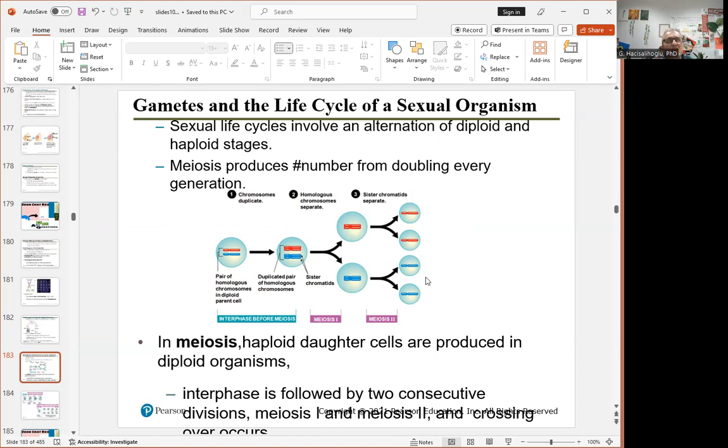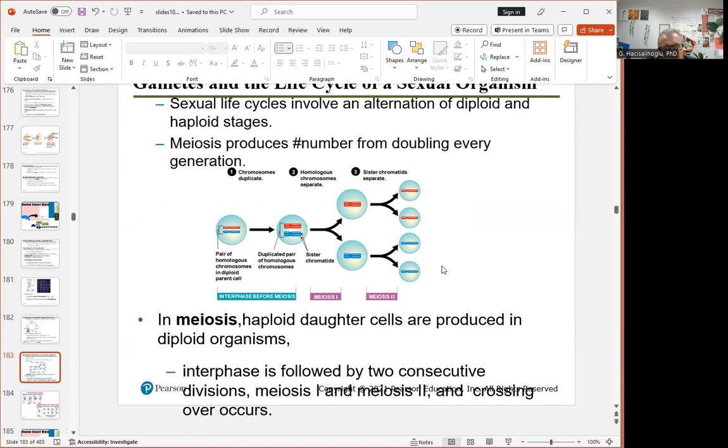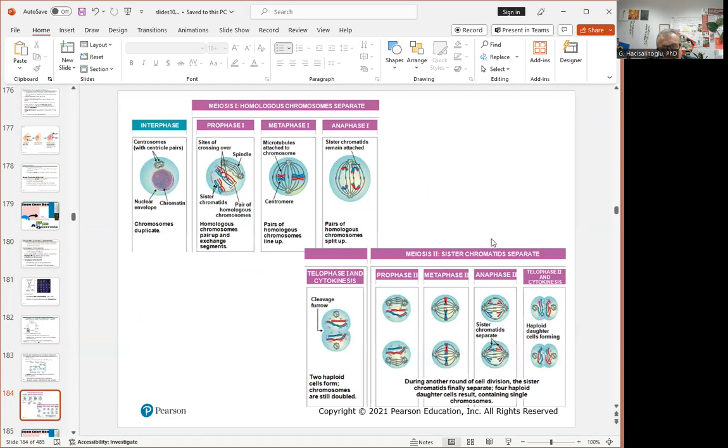Every stage has two parts, like prophase one, prophase two, metaphase one, metaphase two, but interphase has only one interphase. Meiosis happens in gametes, while mitosis happens in regular cells. Meiosis, this here, has 10 phases. So there is meiosis one, the first five, and then meiosis two, the second five.